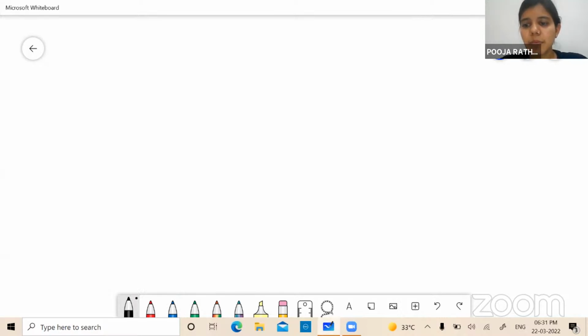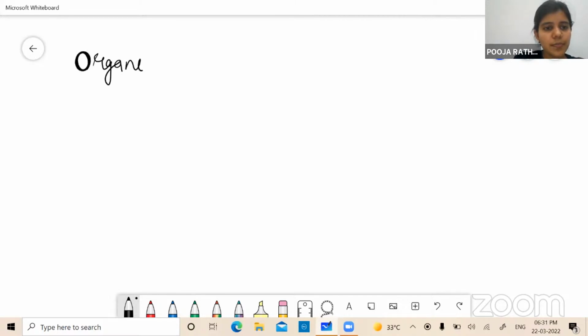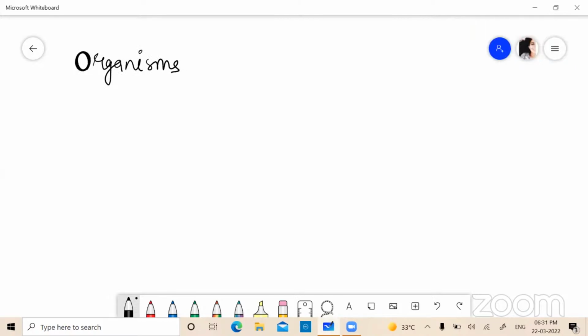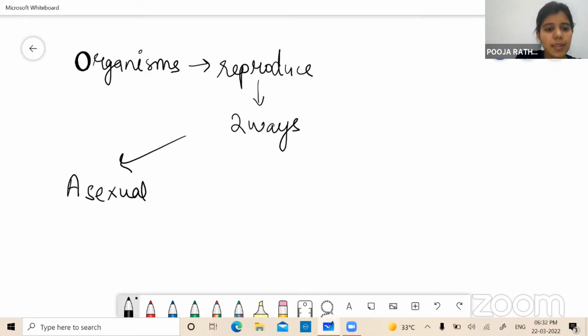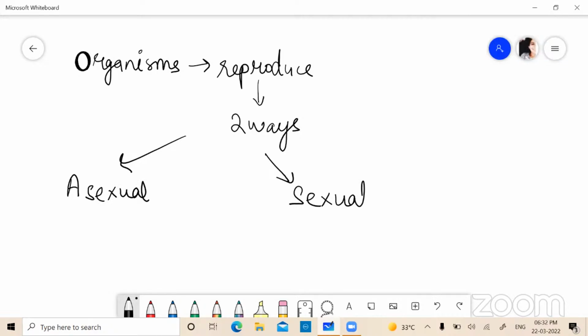So you are asking about Spirogyra, right? So actually organisms reproduce through two ways. On the basis of reproduction, they can be of two types: the first one is asexual reproduction and the second one is sexual reproduction.